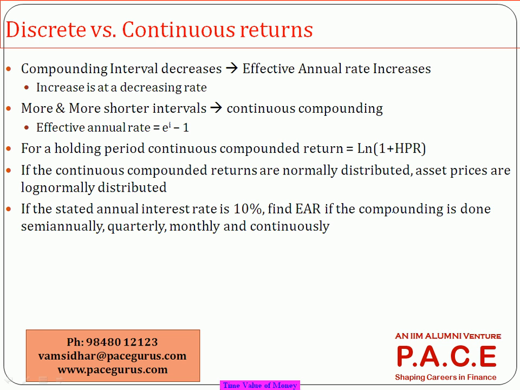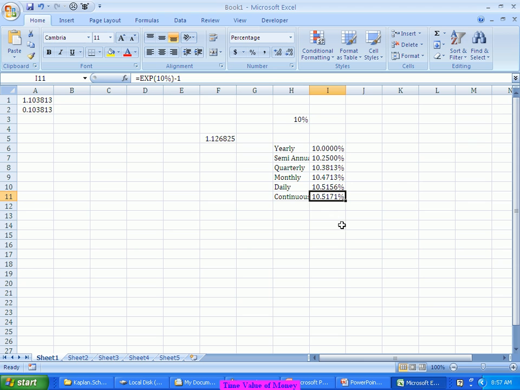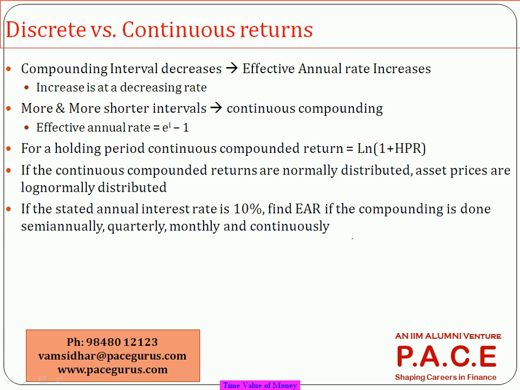Sometimes the question could be the reverse. The question could be asked in the other way also. Let's say the continuous compounded rate is 10.51%, what is the stated rate? It may be asked in the reverse way also. So if someone is saying continuous compounded return, e power I minus 1, is equal to, let's say, 15%, find the stated rate, the reverse calculation.